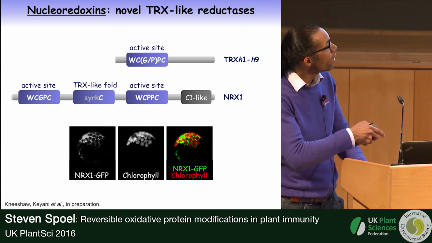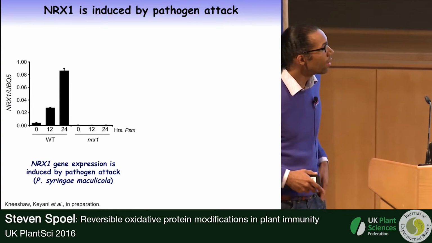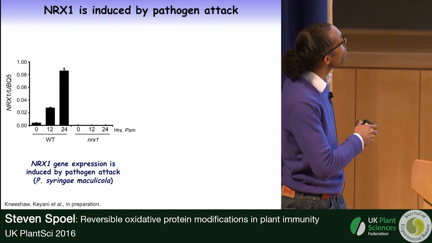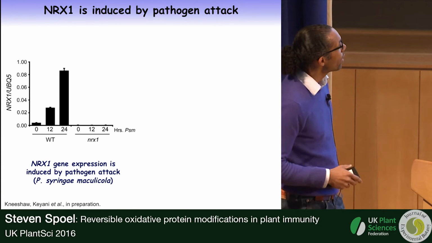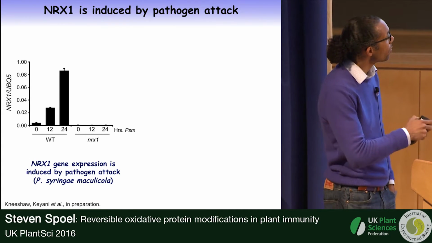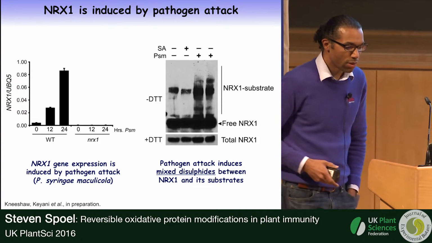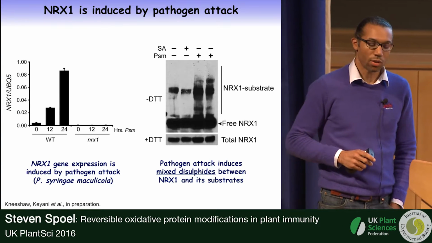It's widely localized throughout the cell. And we found that, like Thioredoxin H5, it can be induced following immunity. So here's infection by a pathogen. You see that within 24 hours, there's very strong induction of this gene, which we can't find, of course, in the knockout mutant. And this is also seen at the level of activity rather than gene expression.